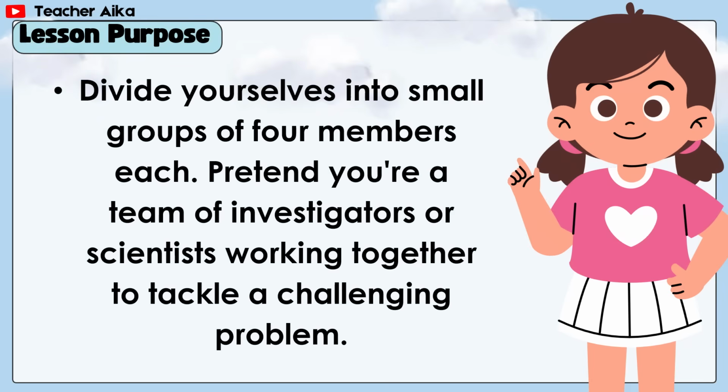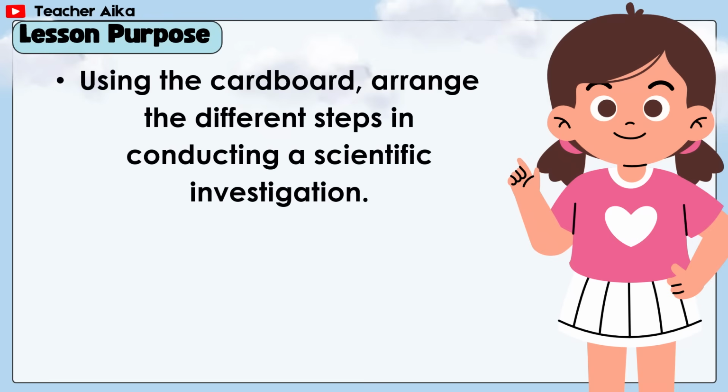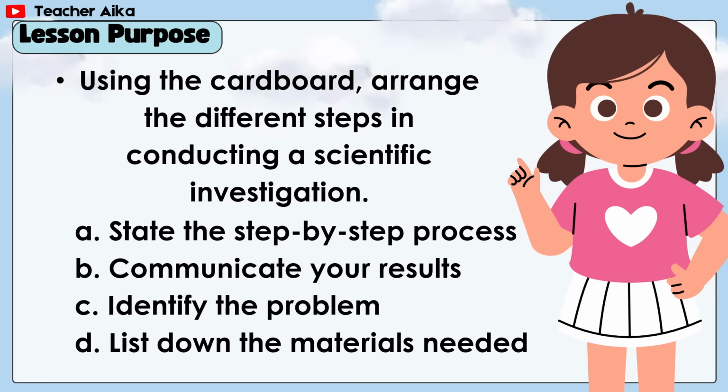Now, divide yourselves into small groups of 4 members each. Pretend you're a team of investigators or scientists working together to tackle a challenging problem. Using the cardboard, arrange the different steps in conducting a scientific investigation. A. State the step-by-step process. B. Communicate your results. C. Identify the problem. D. List down the materials needed.